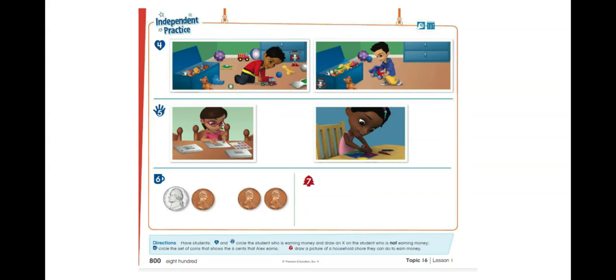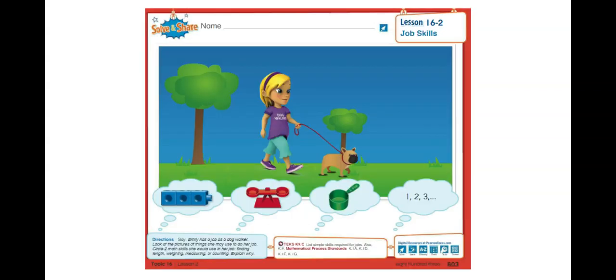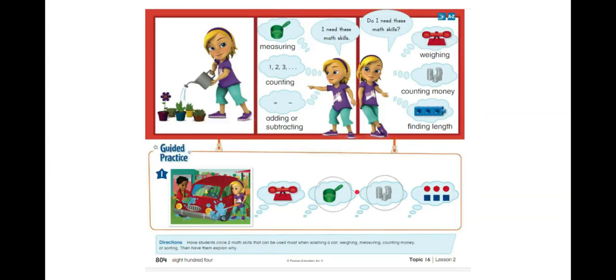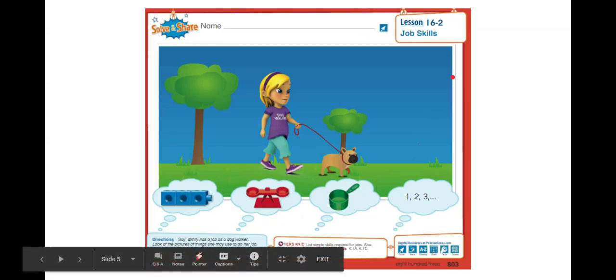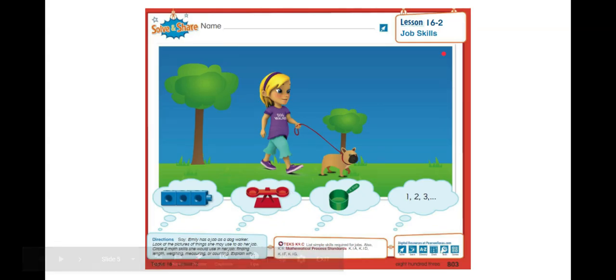This topic was learning and identifying the students that are doing something to earn money. So we're going to move on because we did cover 2 topics in the video for Pearson. The next topic is on page 803. You're going to skip the page and go to 803, and it looks like this. Lesson 6.2, and that topic is called job skills.